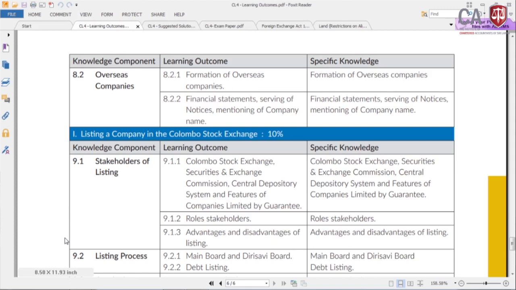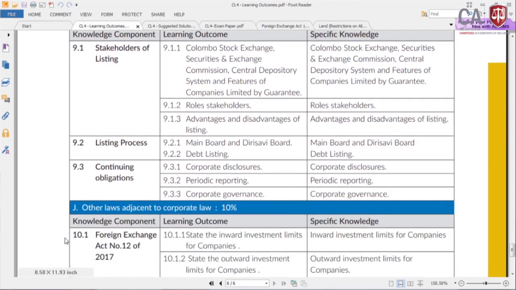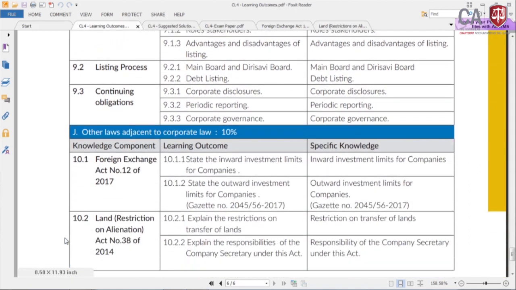And then for you to have specific knowledge of the Colombo Stock Exchange, the Securities and Exchange Commission and the Central Depository System. Role of stakeholders, advantages and disadvantages of listing. Then the listing process, the main board and the reserve board, debt listing, continuing obligations, corporate disclosures, periodic reporting, corporate governance, and so forth.